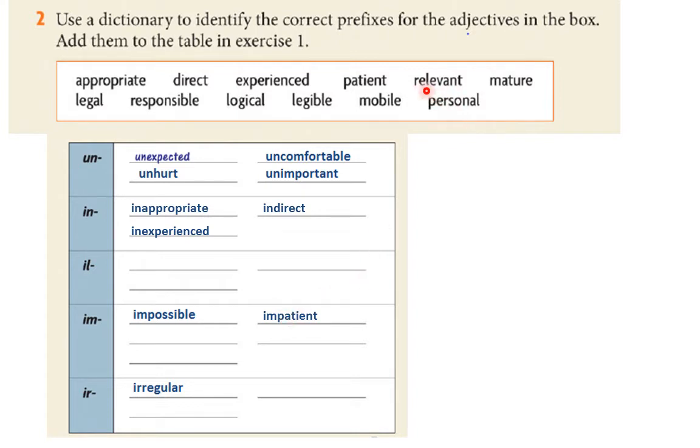Relevant. Started with the letter R, so mostly the antonym will be irrelevant. Mature. Mature started with the letter M, so the antonym may start with im, so immature. Legal. Legal started with the letter L, so it will be here: illegal.